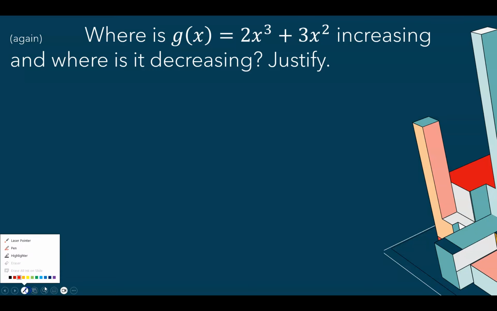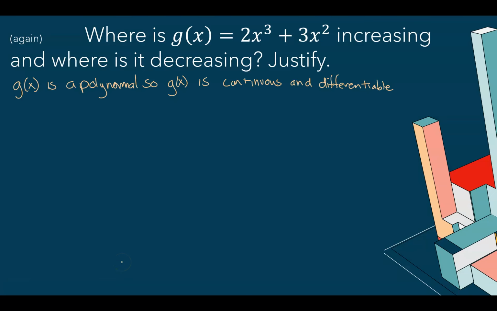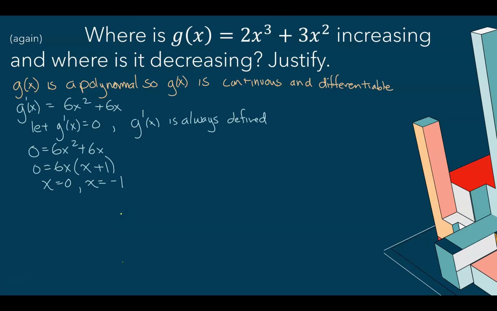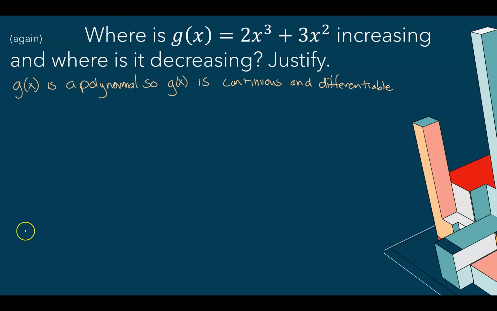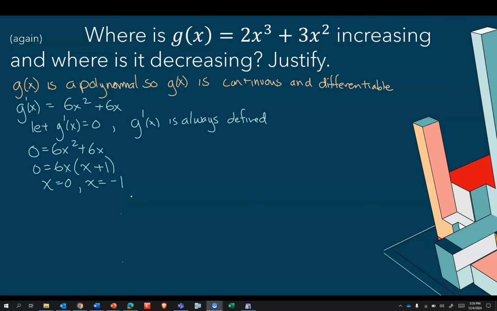If we want to know where g of x is increasing and where g of x is decreasing, we should consider the same thing first always, and that's, of course, continuity. So g is a polynomial, so g is continuous and differentiable everywhere. So we'll write that down to begin. And then intervals where a function is increasing or decreasing has to do with the first derivative. So this should all be pretty review-like.